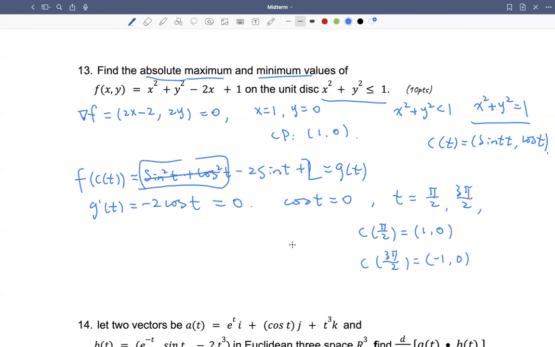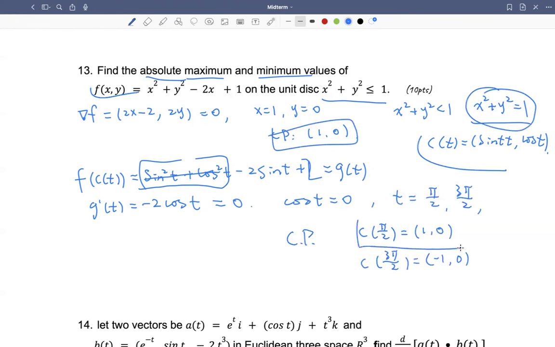So we get two critical points. Think of this as a path, then plug into this function. So now we have three critical points. Oh no, those two are the same, right? Those two critical points are the same. So we have two critical points.